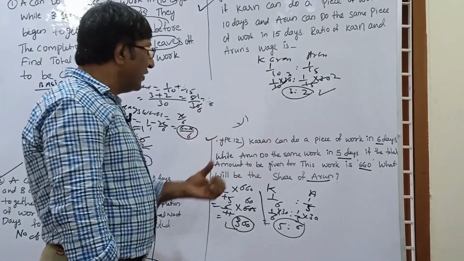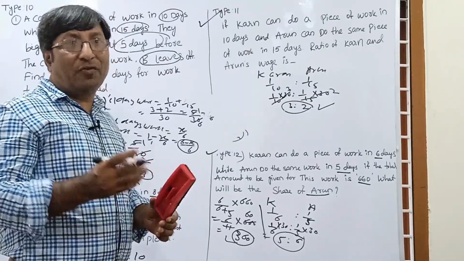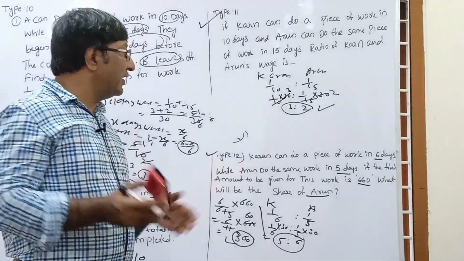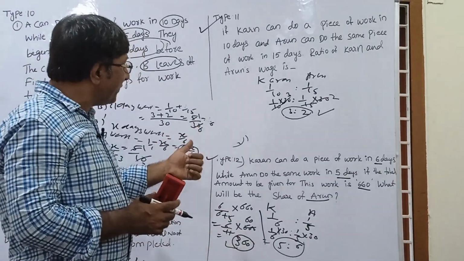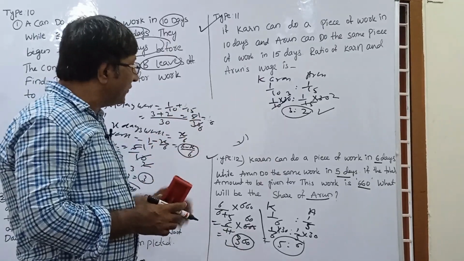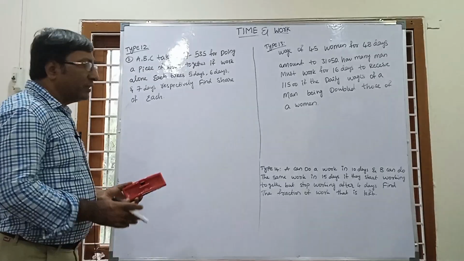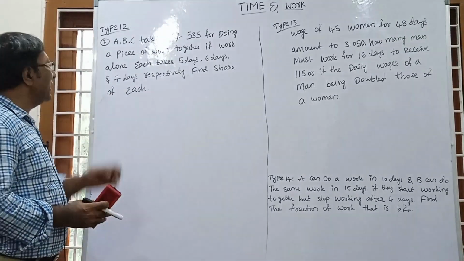So this is a simple technique for this type of question. What is the ratio of work? The ratio of work will be the ratio of the vessel, and then we can find the share of all. So now in the same way we will explain the different techniques and different types of questions. So now type number 12. Type number 12 question is also a very important question.